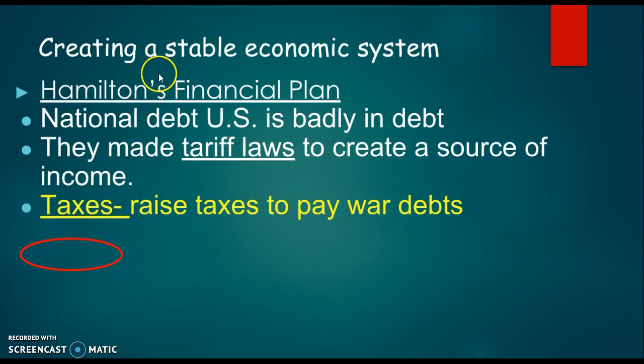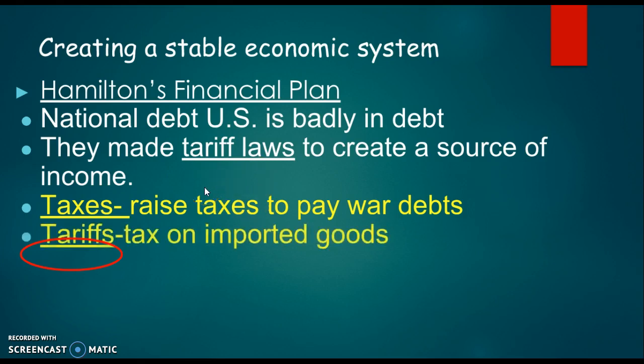Okay, in that middle part below that money bag where it says tariff and taxes, please write these two definitions. So taxes: they want to raise taxes to pay the war debt. And the first tax they're going to look at taxing is whiskey. The second thing is what's called a tariff. I don't know why there's a red spot there, but it should be circling tariffs. Put a star next to it. These are the tax on imported goods.